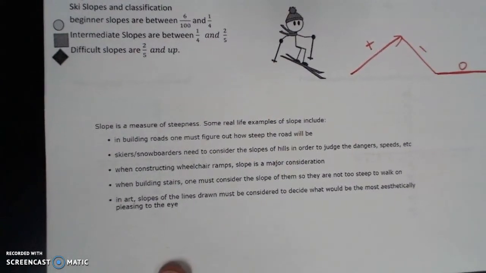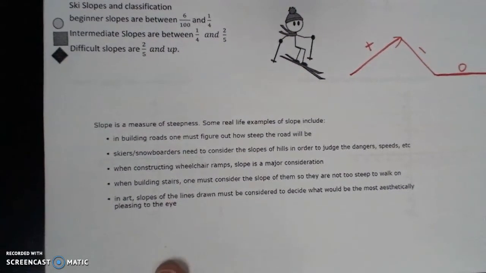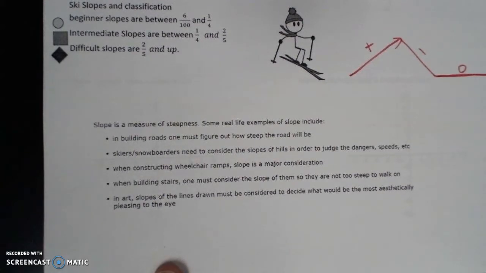Some real life examples include building roads. You must figure out how steep the road will be. Skiers need to consider slopes and hills in order to dodge dangers. Constructing wheelchair ramps, slope is a major consideration. Building stairs, one must consider the slope of them so they're not too steep to walk on. In art, the slope of lines drawn must be considered to decide what would be most aesthetically pleasing to the eye.